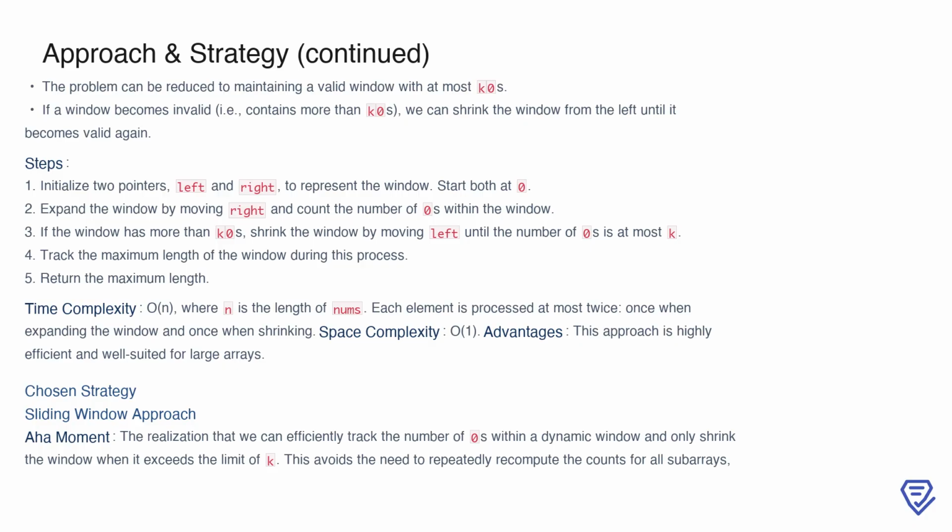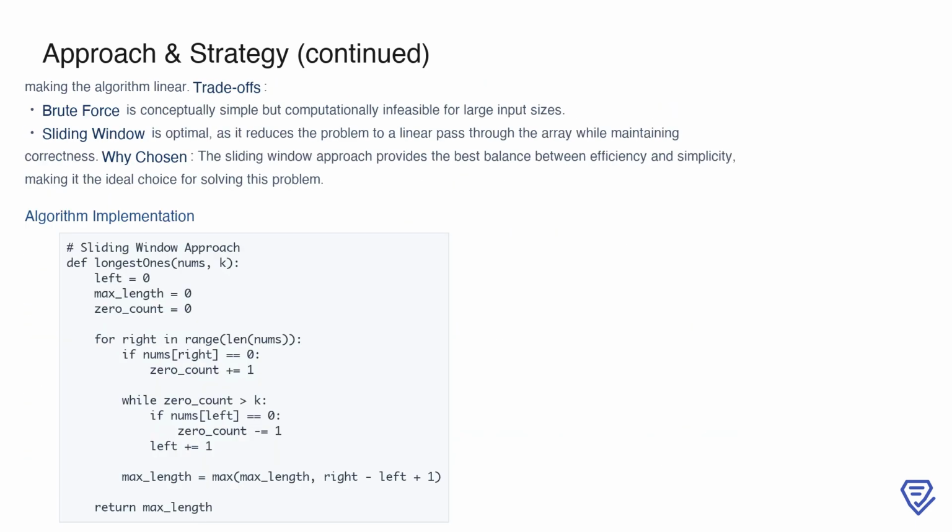The beauty of this approach is its efficiency. The time complexity is O(n), since each element is processed at most twice, once when expanding and once when shrinking. The space complexity is O(1), making it highly suitable for large input sizes. The sliding window approach stands out as the optimal strategy for this problem.